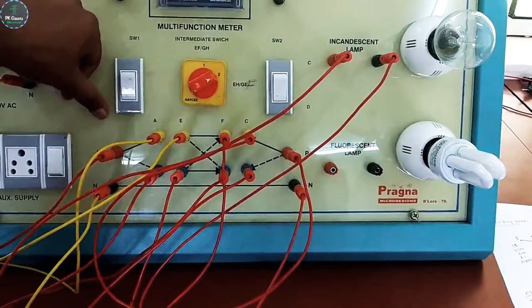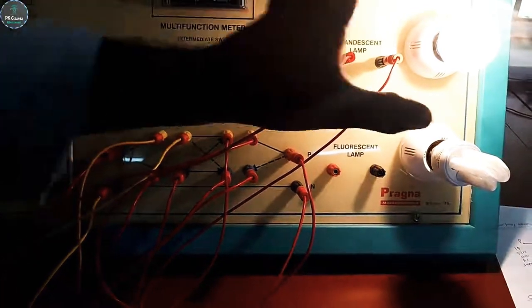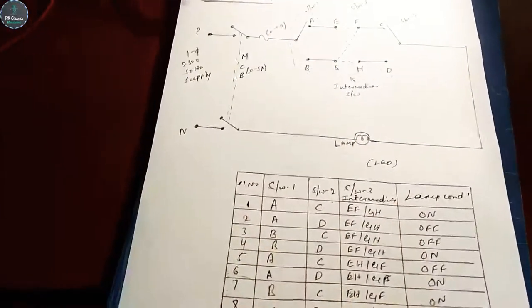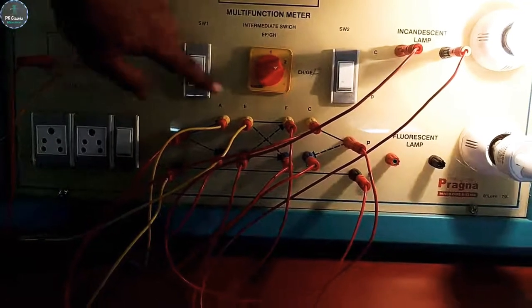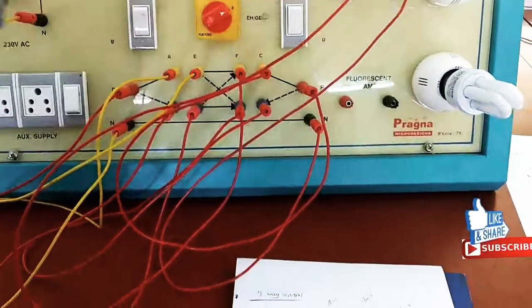Next condition: switch 1 is in B position and switch 2 is in C position. This one is the cross connection, on, lamp will be glowing. BC cross connection, on condition. Next, switch 1 is in B position and switch 2 is in D position. This one is the cross connection, so we will get off, lamp will not be glowing.